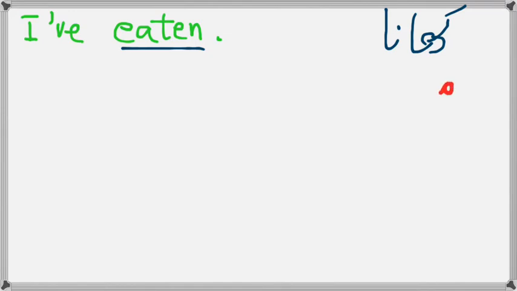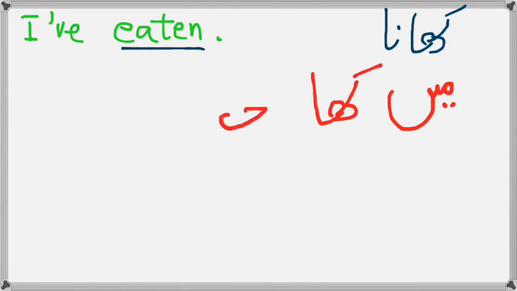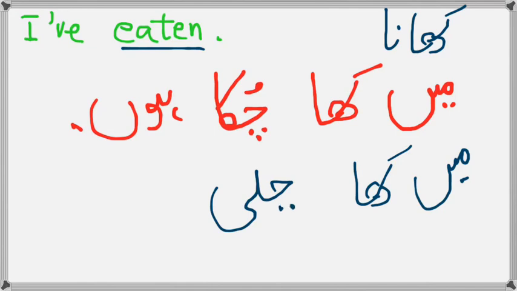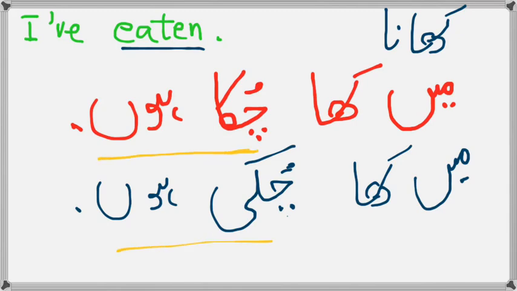For male, we say मैं खा चुका हूँ. For female, we will write मैं खा चुकी हूँ. So for present perfect tense, we have got चुका हूँ for male and चुकी हूँ for female.